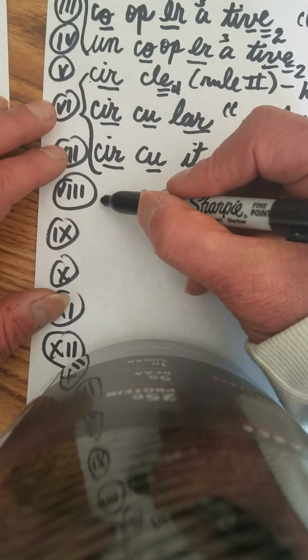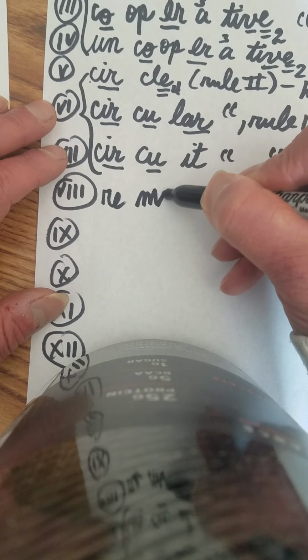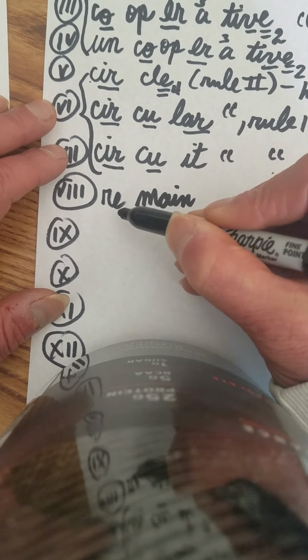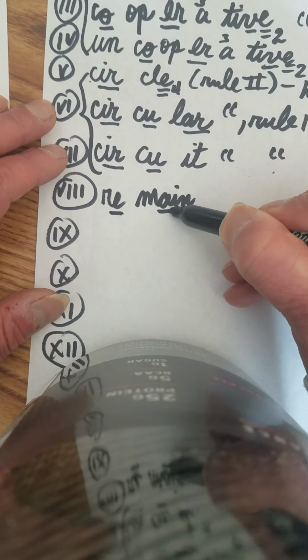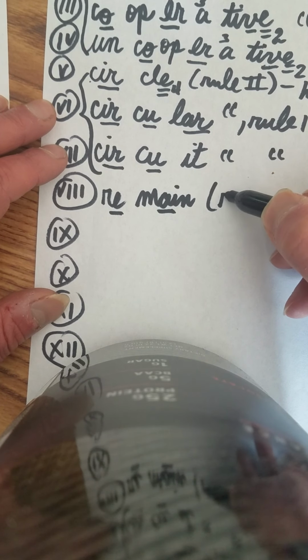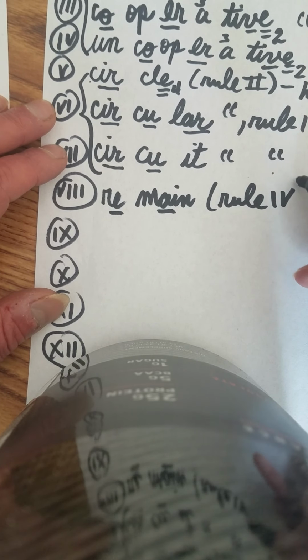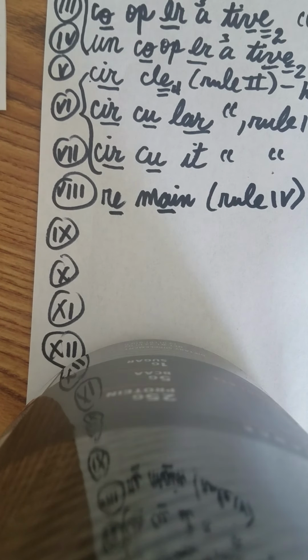The A that cannot be used. Let's go. Remain. So how do we mark this up? Underline the E and the A. The E can say E at the end of a syllable. That is rule 4. Excellent.